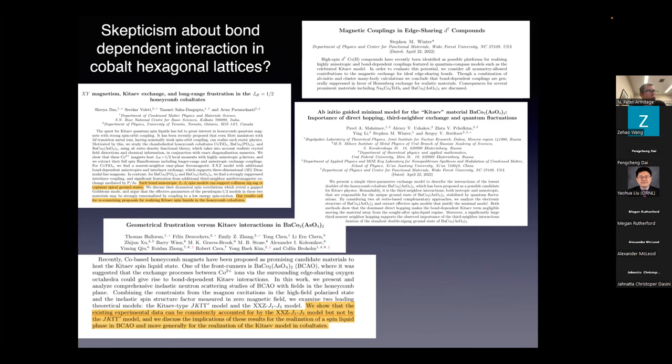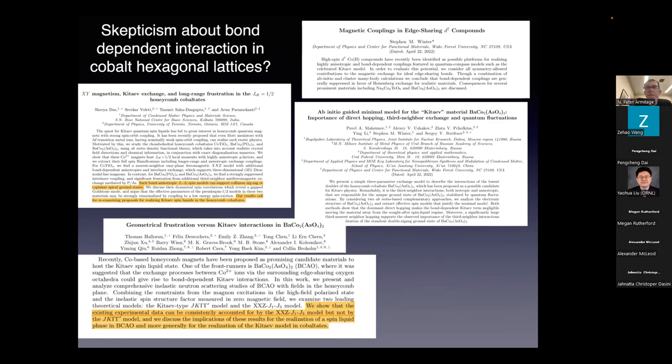Their conclusion from their neutron scattering work, where they can see out to higher momentum and get a more comprehensive look at the momentum dependence of various excitations, is, as highlighted here: "We show that the existing experimental data can be consistently accounted for by an XXZ J1-J3 model, but not by J-K-gamma-gamma-prime, and discuss the implications for the realization of spin liquid phase in BCAO." So what they had done was compare the totality of their data to a model which was essentially a modified Kitaev, so-called JK gamma gamma prime, and what was essentially an anisotropic Heisenberg magnet, but with a third nearest neighbor, J3, exchange model.